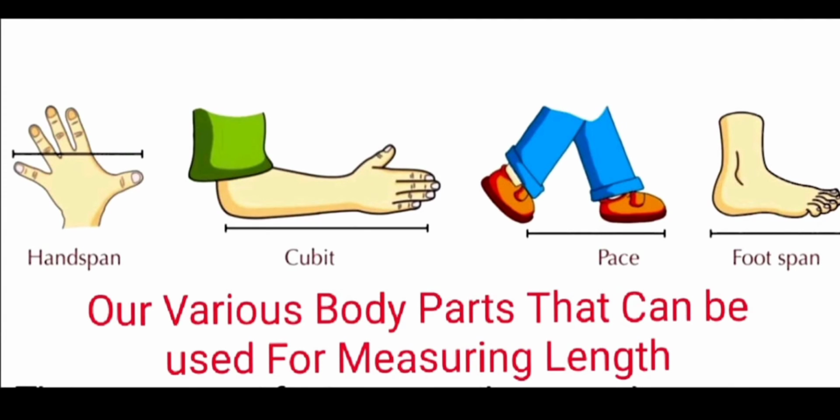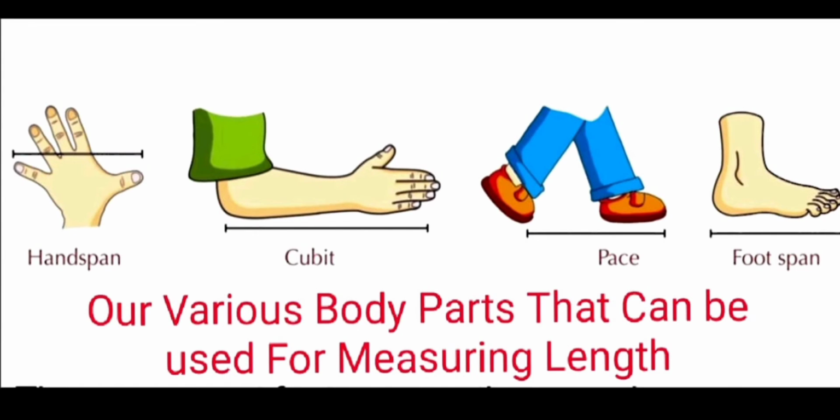Now comes the cubit. Cubit is the distance from elbow to fingertip. The distance from your elbow to the fingertip is known as cubit. Okay. Now third is pace. A single step taken when walking. A pace is a single step taken when walking or running. Now come to foot span. Foot span is the length of your foot. I mean, the distance from your foot heel to the toe is known as foot span. I hope you are very much clear with the various body parts that can be used for measuring length.